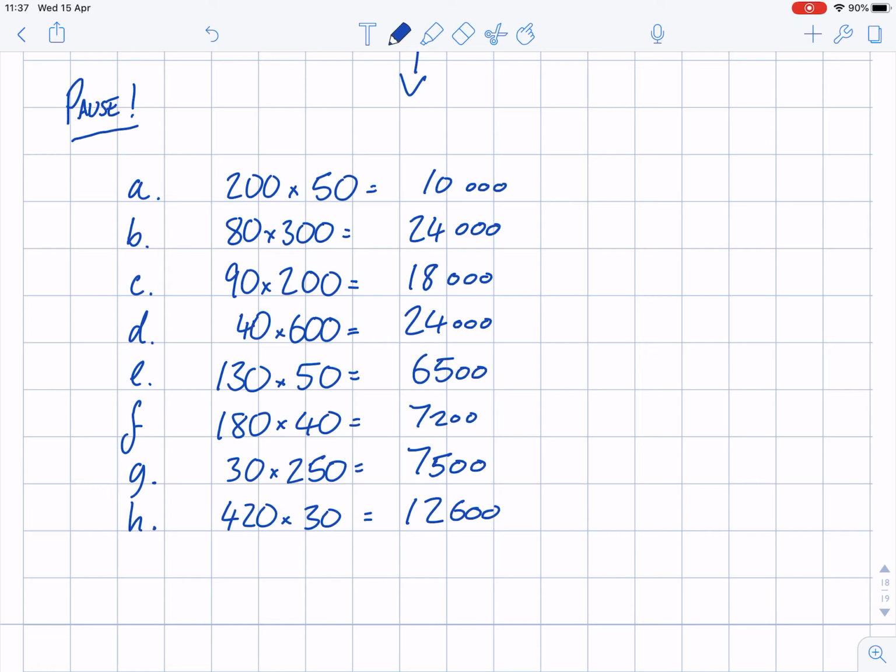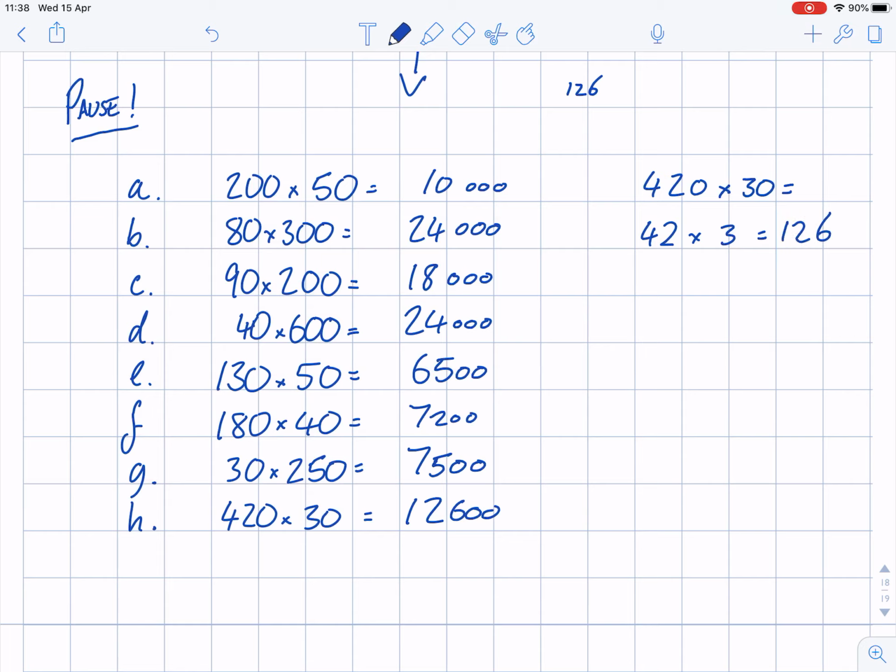I'm just going through these now to see which is probably the most challenging. Now, let's just go through H. Even if you got it right, let's see if you follow the same steps as me. So I was asking you to work out 420 multiplied by 30. So the first thing I'm going to do is get rid of my zeros in my question. I'm going to do 42 times 3. I'm going to do it in my head. I'm going to say, well, 40 multiplied by 3 is 120, and 2 multiplied by 3 is 6. So if I add those together, I get 126.